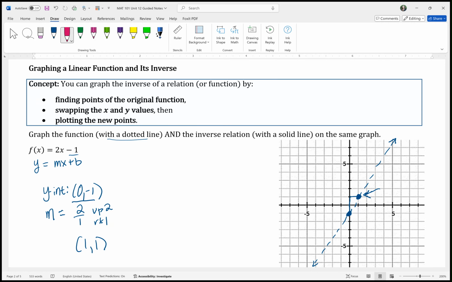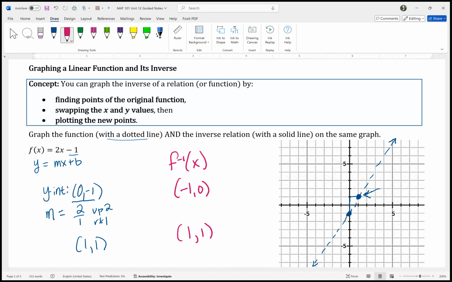Now, to find the inverse, f inverse of x, we are not actually finding the inverse formula. We'll do that in a different problem later, but we do want to basically take these 2 points that we just have on the original and find the inverse of each of those points. So (0, -1) is going to now become (-1, 0). And (1, 1) becomes still (1, 1), because when we swap it, it ends up being the same thing.